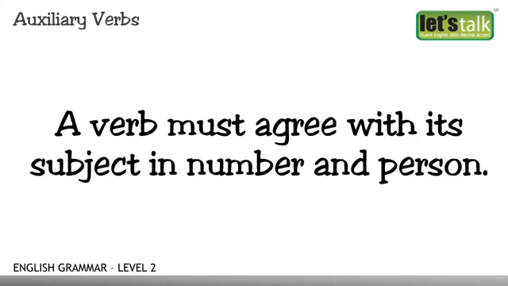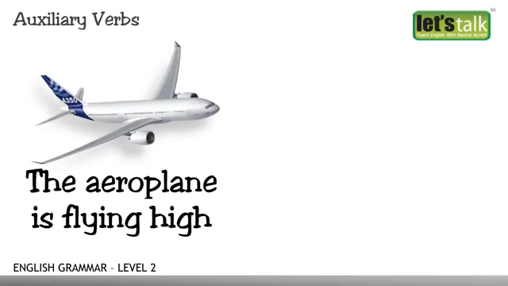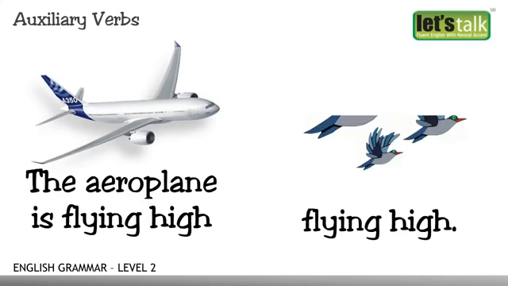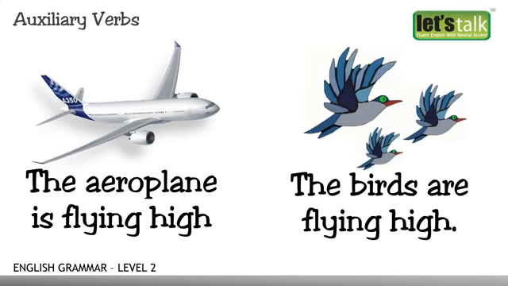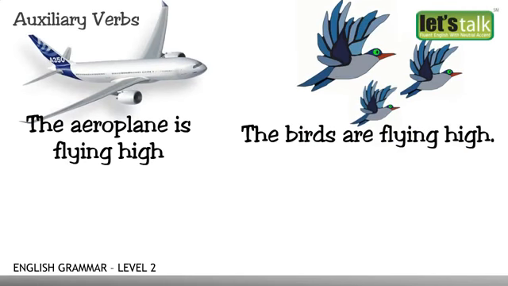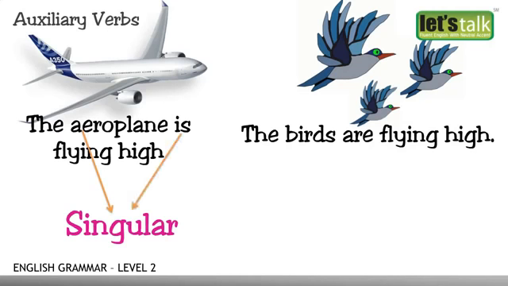Note, a verb must agree with its subject in number and person. Look at these examples. The aeroplane is flying high. The birds are flying high. Note, in the first example, the subject aeroplane is singular, so the auxiliary verb used is also singular. In the second example, birds is the subject, and it's plural, so a plural auxiliary verb is used.